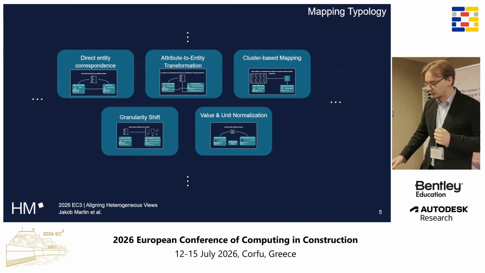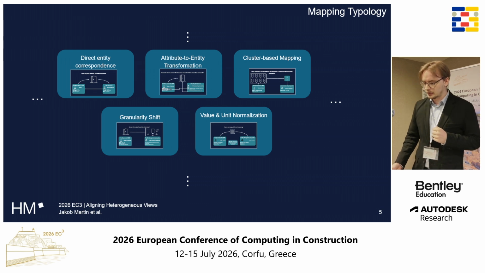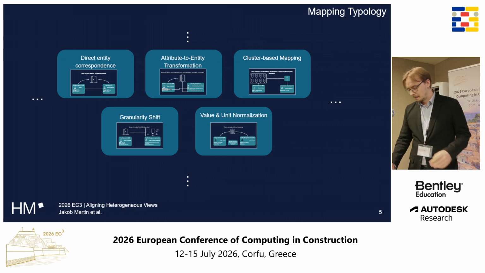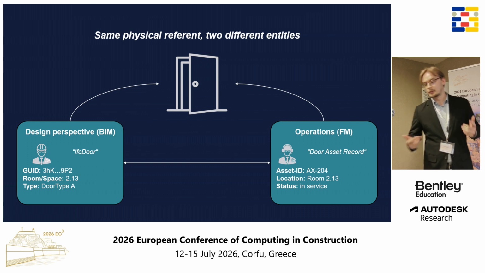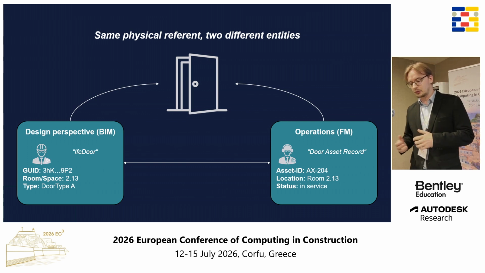So the first type would be the direct entity correspondence. Then we have an attribute to entity transformation, cluster-based mapping, granularity shift, and value and unit normalization. And the first step is the most obvious one. So here we speak about the same physical reference with two different entities.